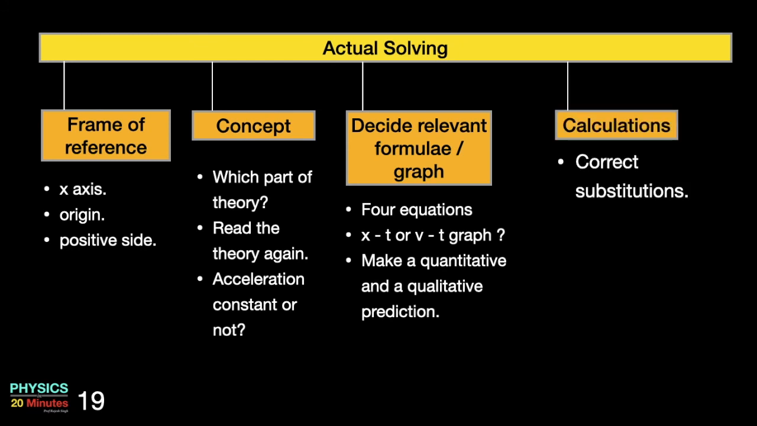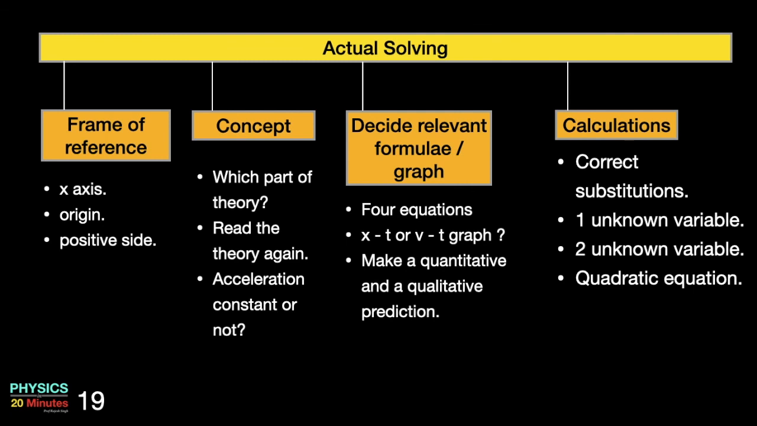Finally, while doing calculations, use correct substitutions. See if you have one unknown variable or 2 unknown variables. If it is just one unknown variable, then one equation is sufficient to get the final answer. If there are 2 unknown variables, then you may have to solve them as simultaneous equations, and sometimes you might get quadratic equations, and you must know how to solve quadratic formula. While doing the calculations, do keep a track of significant figures at every step, and if you are not so good in keeping track of units, then it is always good to write units at every stage of your calculation.